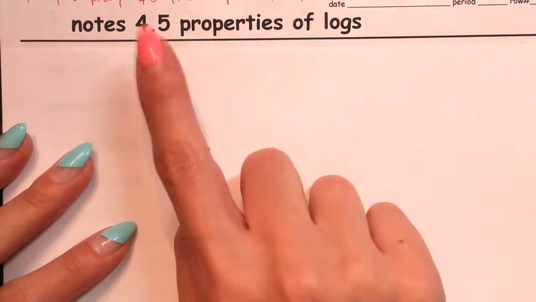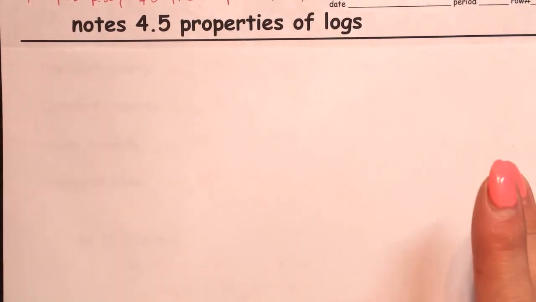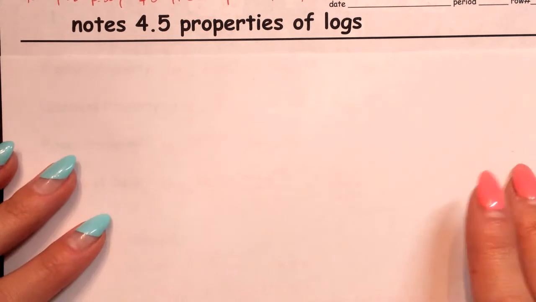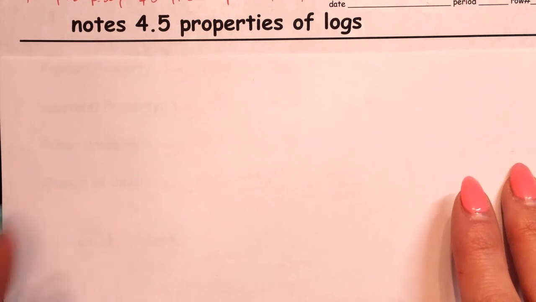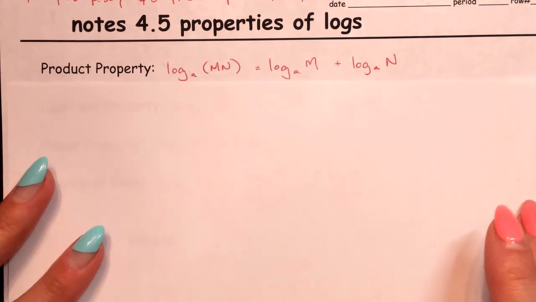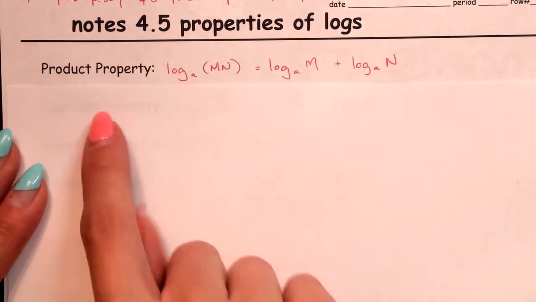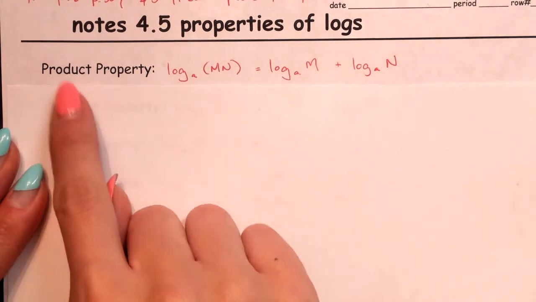Guys, okay, 4.5 properties of logs. So you're doing this on regular paper, and then we're going to go into some more properties of logarithms. Okay, so the first one is the product property. So we call this expanding using the product property.